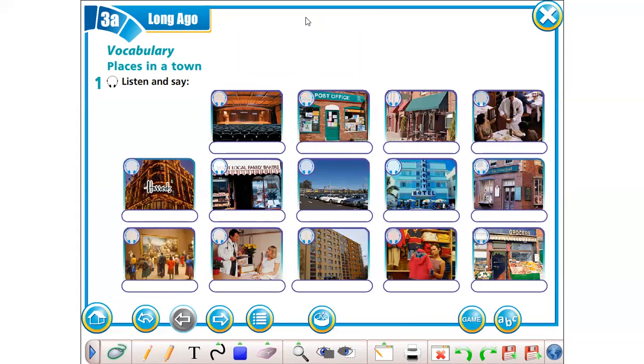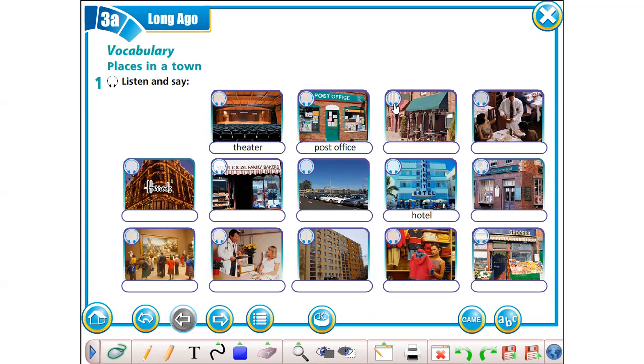Who remembers a place? Theater. Excellent. Any other place? This one is easy: post office. And the other one that is really easy is this one, hotel. Any other place? Restaurant. Museum. The museum, the restaurant. Parking lot. Is this a restaurant?